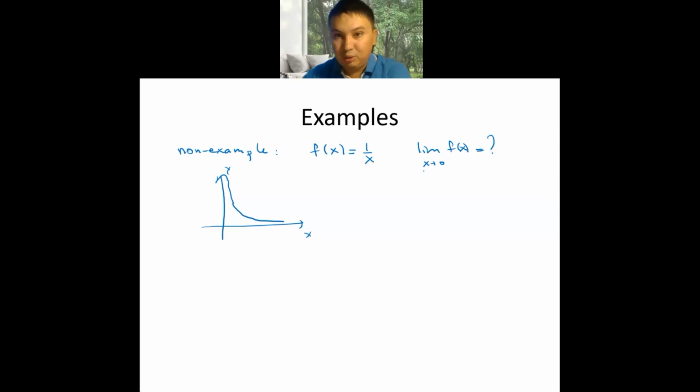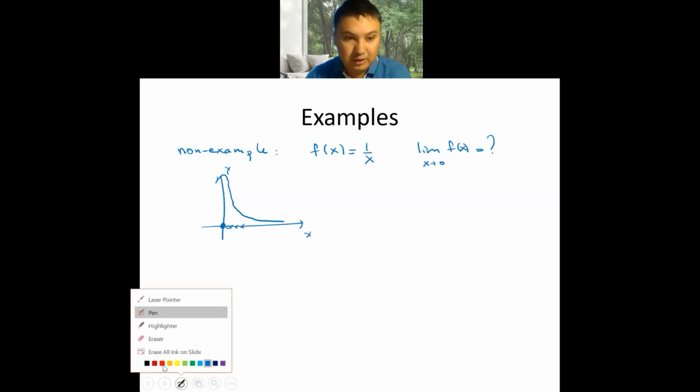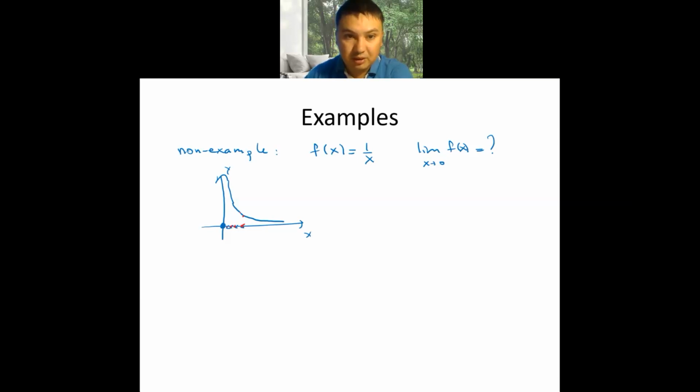But I'm trying to approach 0. Here's my 0. You're trying to move along the x-axis. How are you moving with the function? You're moving in this direction, and it's going to infinity. Infinity is not a number, so we say the limit doesn't exist. So the limit of f of x as x goes to 0 is DNE, which means does not exist.